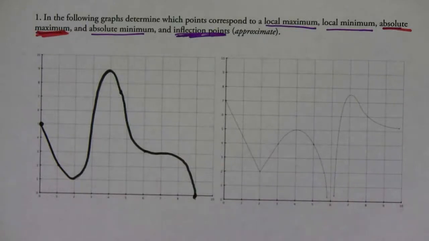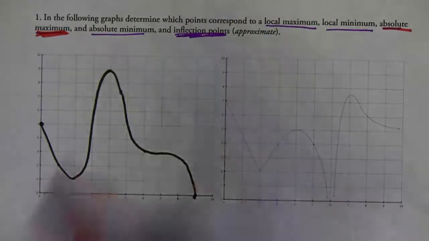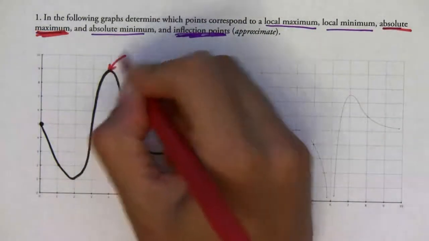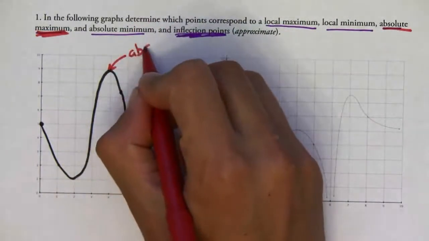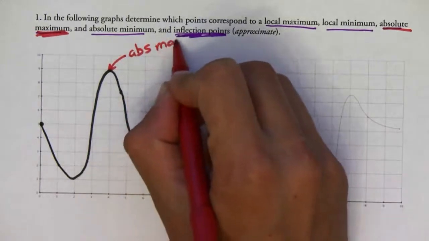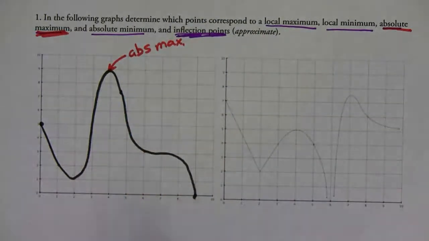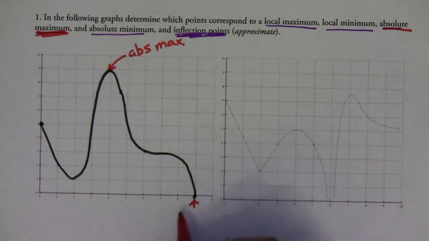Now the absolute maximum is the biggest value of the graph. So right here, this is where the absolute maximum is. And for the absolute minimum, you have to be careful, it's not right here at this hump. The lowest value of the graph is this endpoint right here. So this is going to be the absolute minimum.